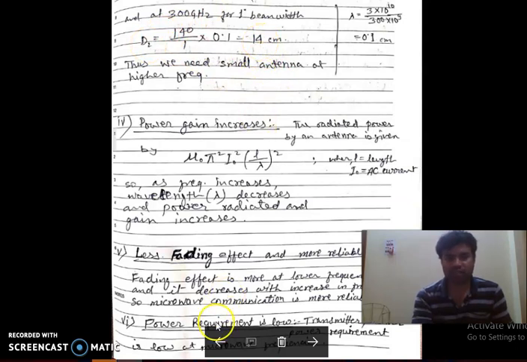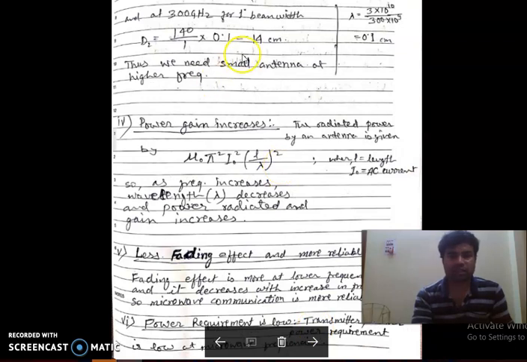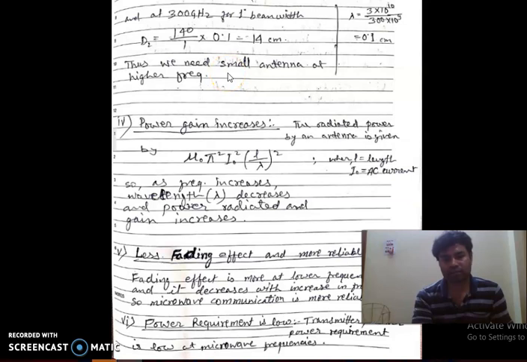So we see that when the frequency was 3 gigahertz, the diameter of the antenna was 1400 centimeters, and when the frequency is increased to 300 gigahertz, then the diameter of the antenna becomes 14 centimeters. Thus we see that we need a small antenna for higher frequencies.